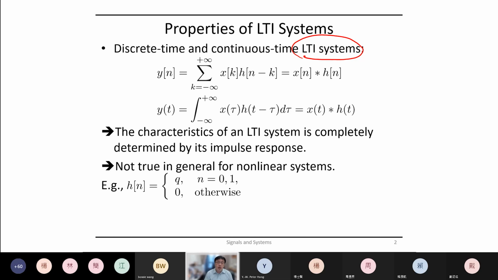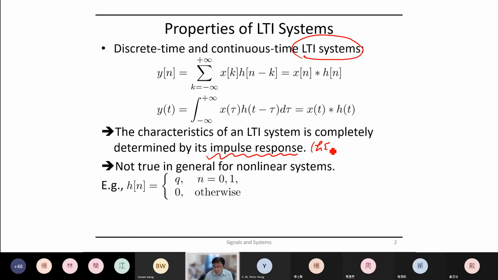Okay, so from these relations, we can see that we can compute the output for any input as long as we have knowledge of the impulse response. So as mentioned earlier, this implies that the characteristics of an LTI system is completely determined by this impulse response, right?